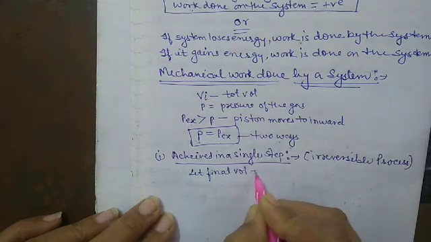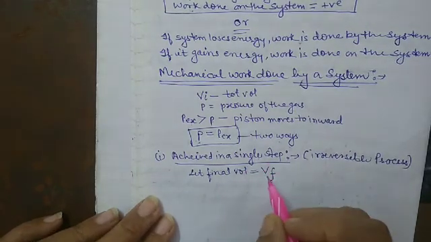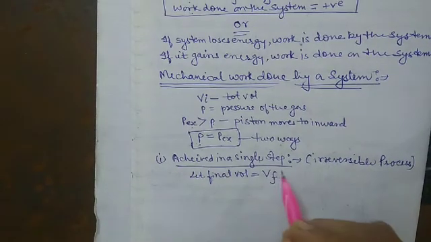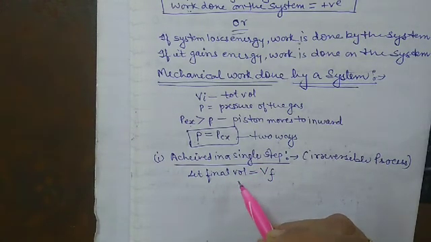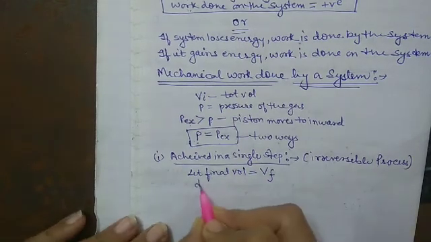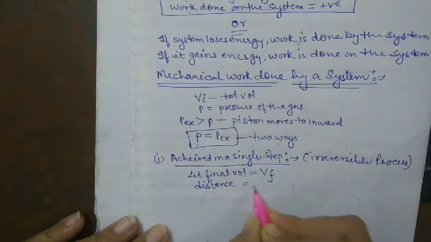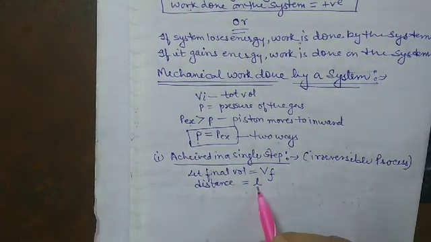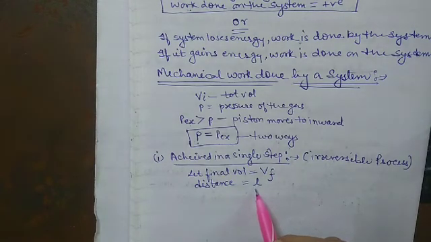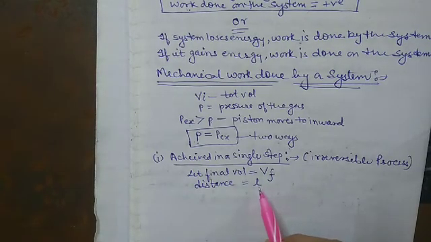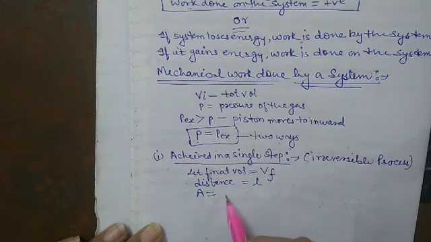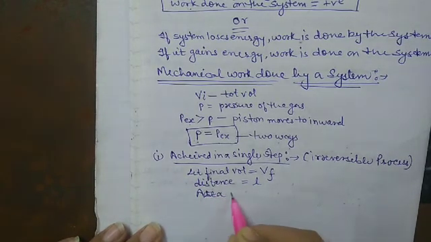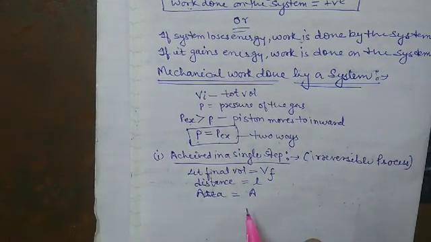Let the final volume of the gas be VF. VF stands for the final volume, and if the change is carried out in a single step, suppose during compression the piston moves a distance L. L is the distance which the piston moves when we compress the piston, and the area of cross section of the piston is A.